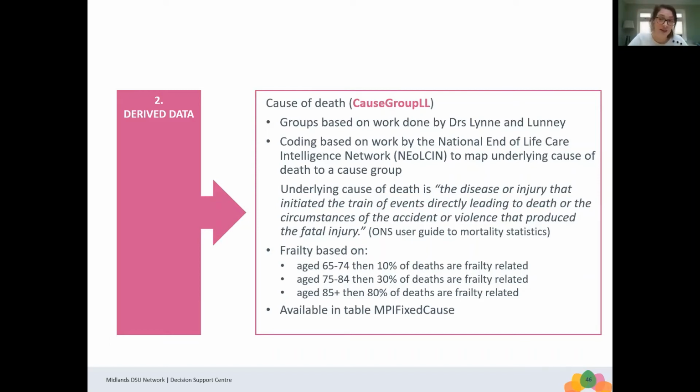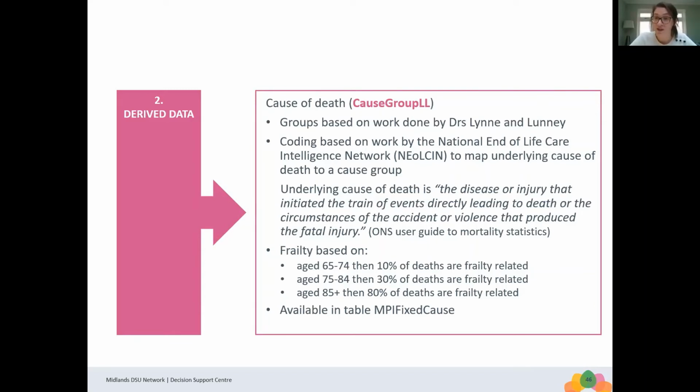So the average age is the same, the gender splits would be the same, and the healthcare use would be the same for the frailty group as a whole. But obviously individuals would change between different groups every time we ran this code. To get around that, because we don't want the data to keep changing, which makes it difficult for us as analysts if our results do change even very slightly, we have an MPI fixed cause table in the PSDM. So you'll see that we just derive the cause of death once and then link on a patient basis to get the cause of death from that fixed table.